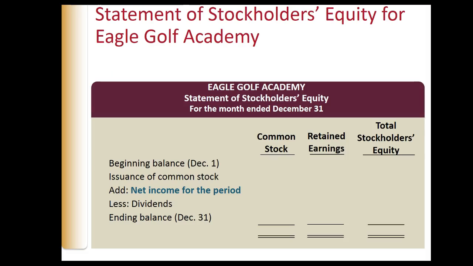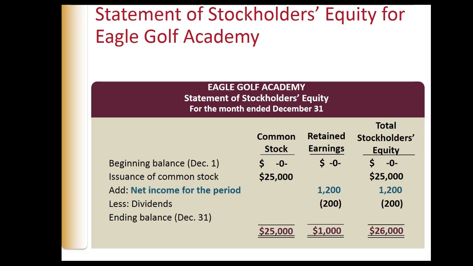So as we look here in the book for Eagle Golf Academy, they began the year with nothing. It was the first year of operations, so the beginning balances are zero. They issued common stock of $25,000. We would add the net income for the period, subtract out the dividends for the period to come up with an ending balance for the period.